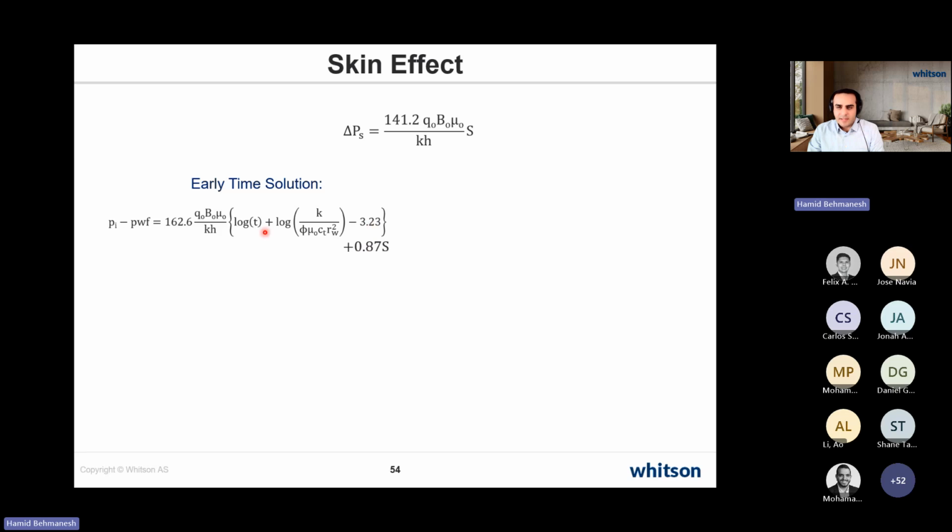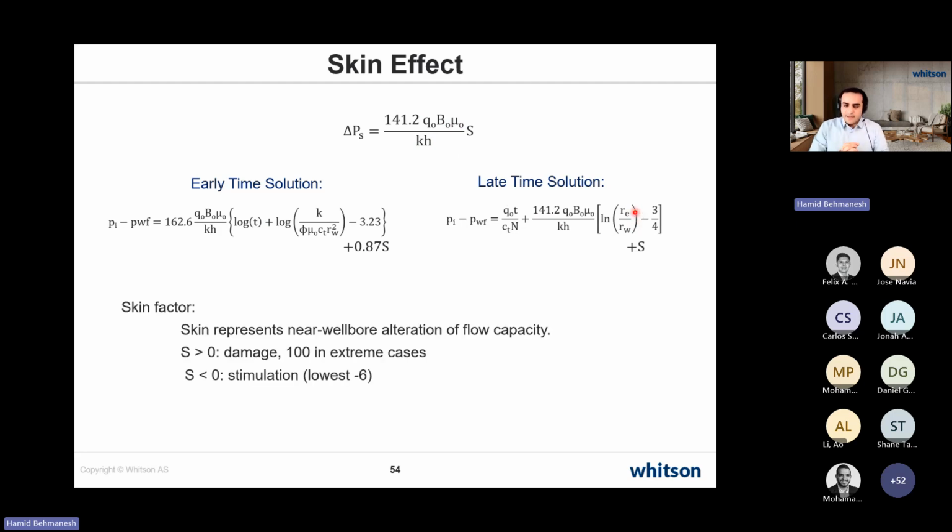The late time solution, this is without the skin. I'm going to add this one. Let's add the same constant and multipliers here. So a skin is going to be added inside the parentheses. So with a skin factor, a skin positive means damage, a skin negative means stimulation.